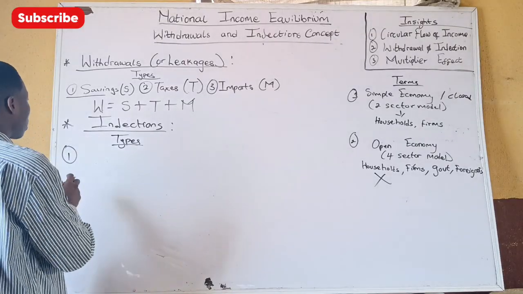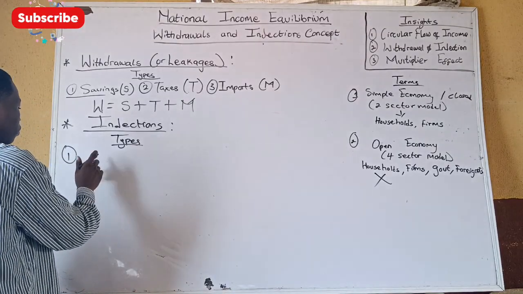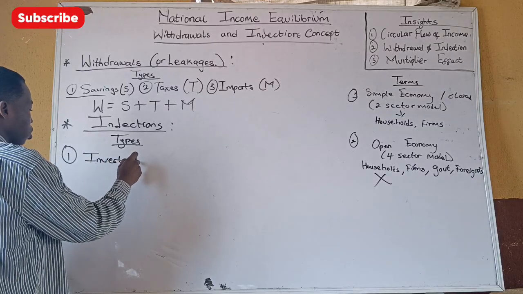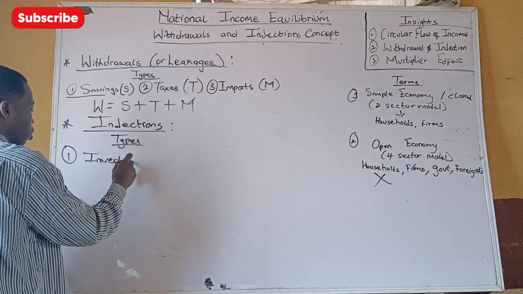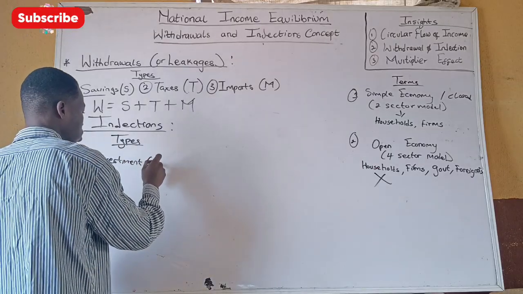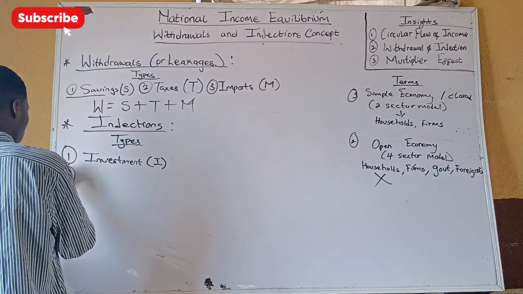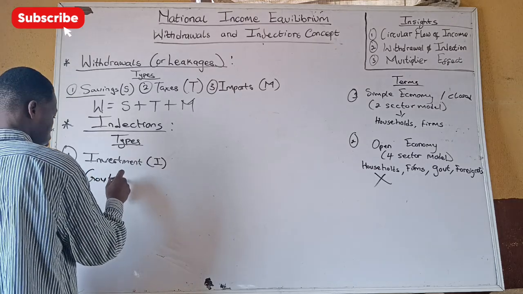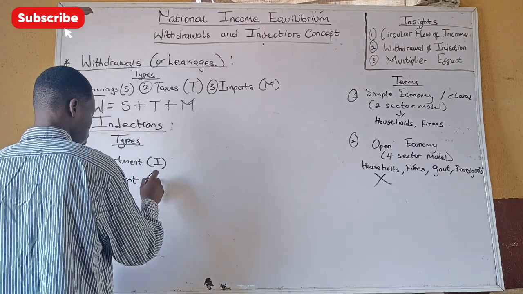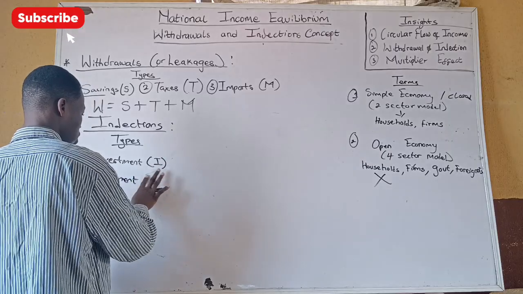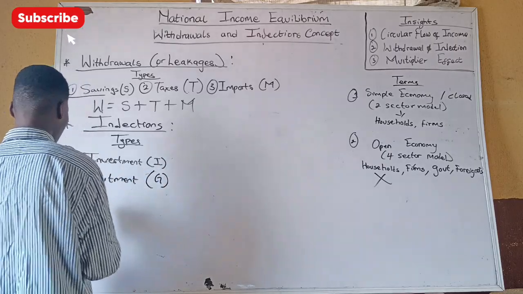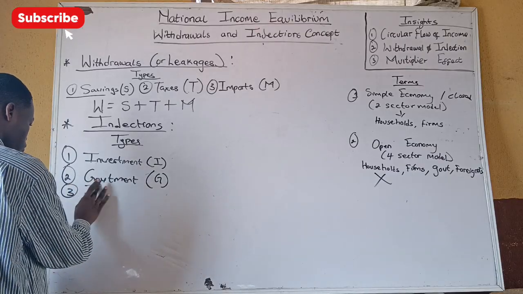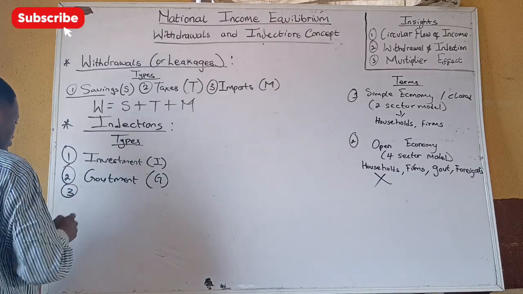For firms, what do you think is going to be for firms? Firms spend their money on what? Investment. So we talk about government spending. Let's just leave that. So the symbol is going to be G. And for the third one is going to be export.